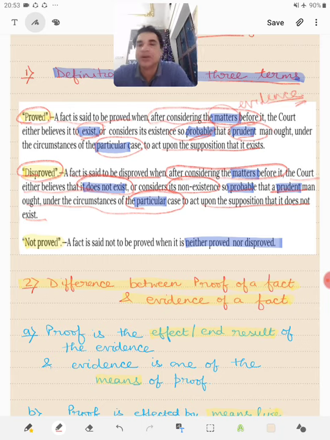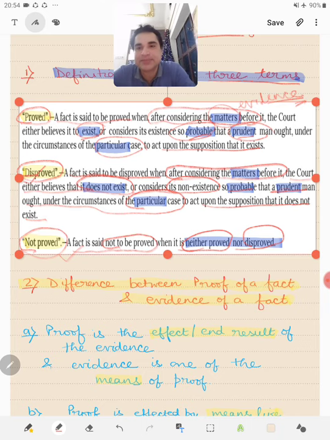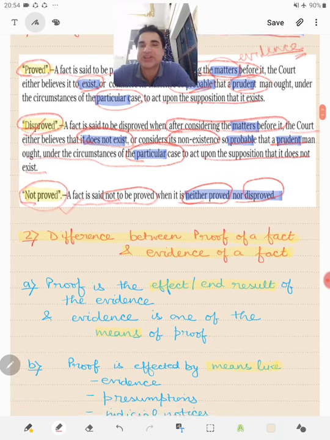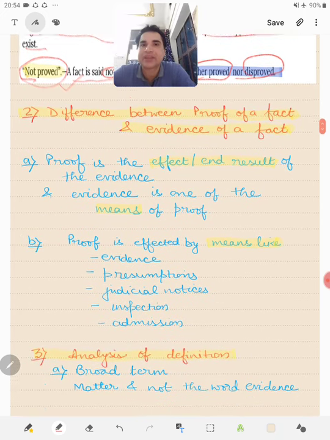Now, not proved means a thing which is neither proved nor disproved. A fact is said to be not proved when it is neither proved nor disproved. That is, its existence or non-existence both are not confirmed. That is not proved. My dear friends, this term not proved has been asked in preliminary examinations many a times.